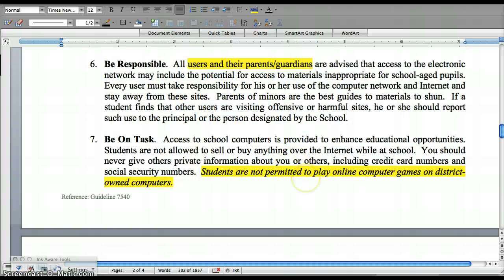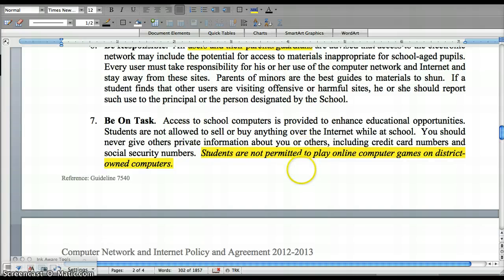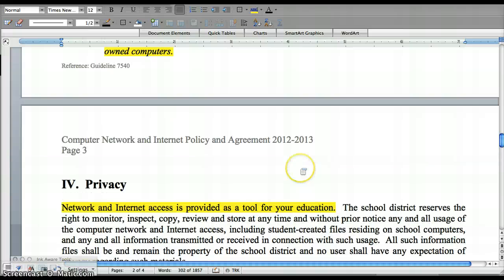And again, this last point here, be on task. We just mentioned it previously. No games on the computers, but they still do it and they still get away with it. I have 3 computers set up in my room, and kids always ask me to play a game, but I always tell them not unless it is using something for the internet to access information for a project or an assignment.